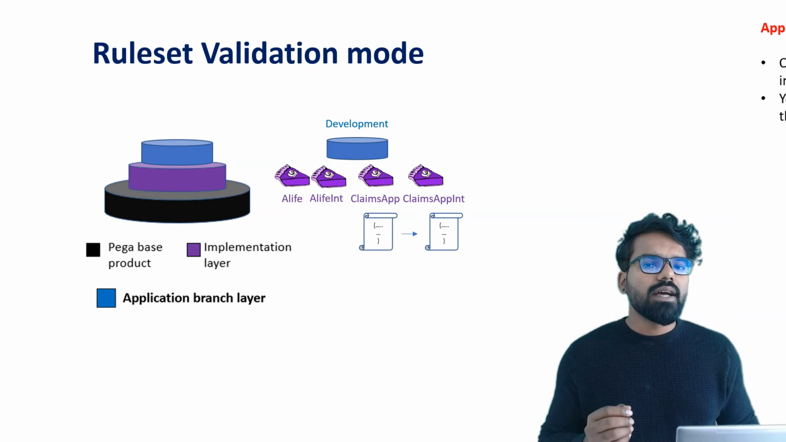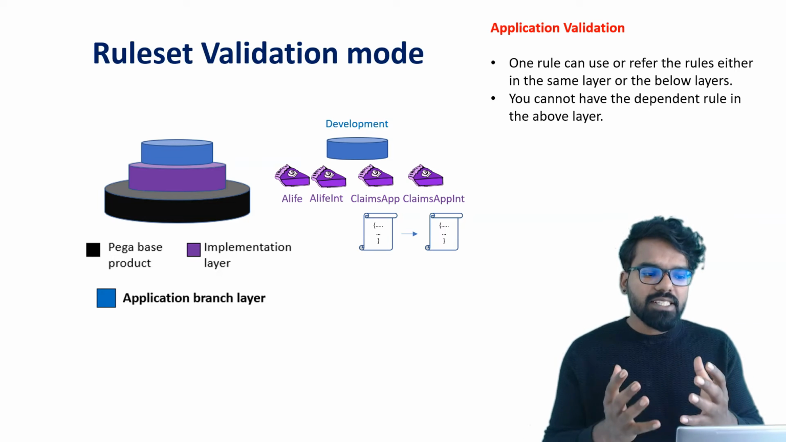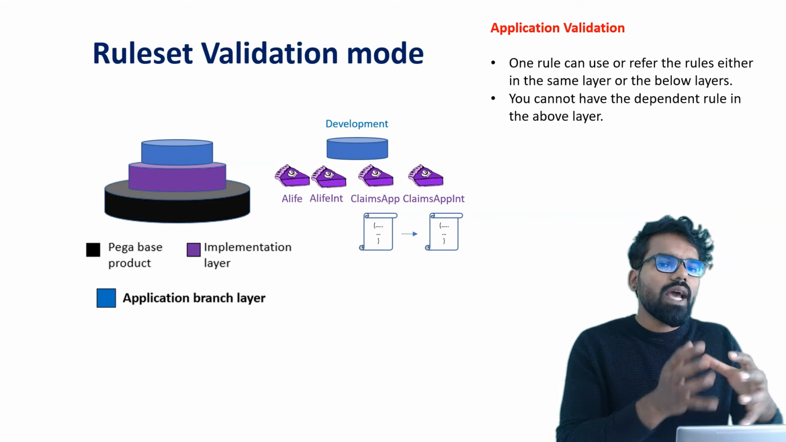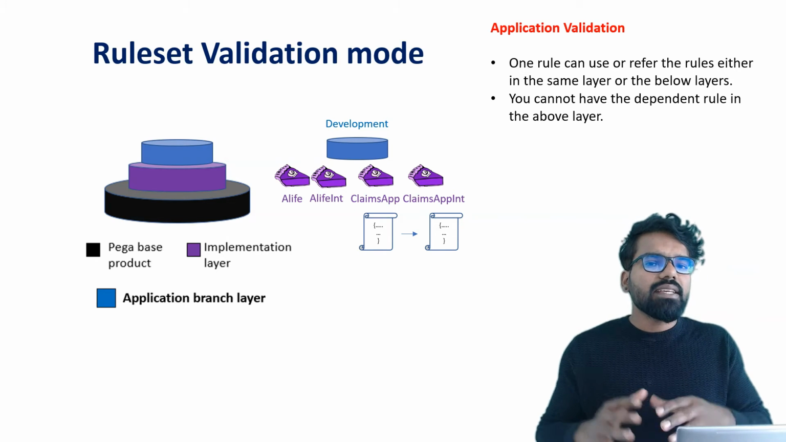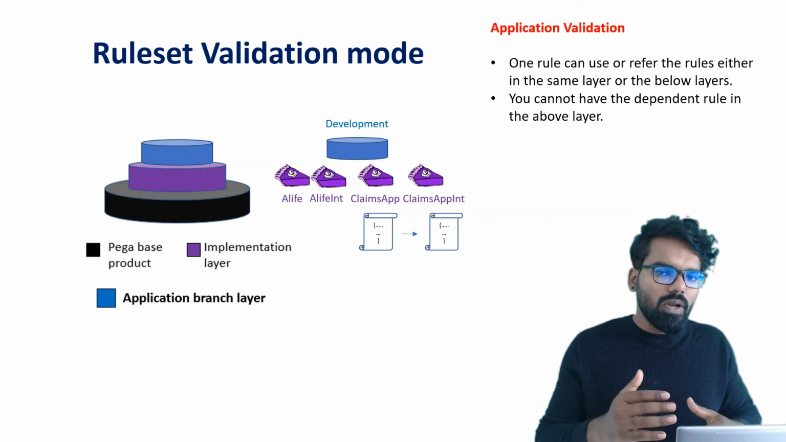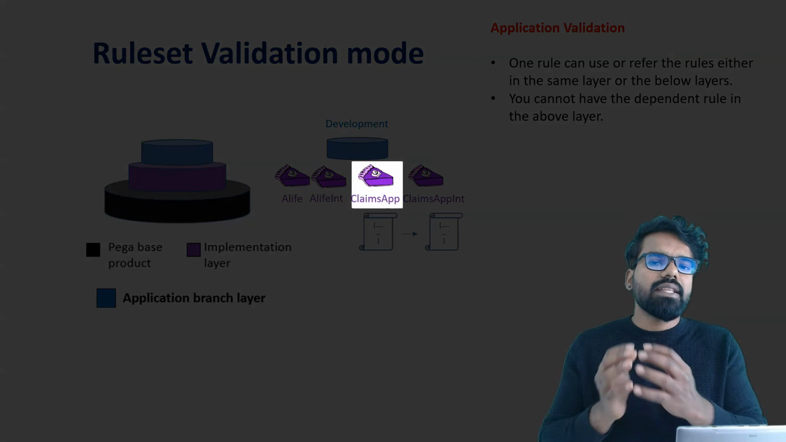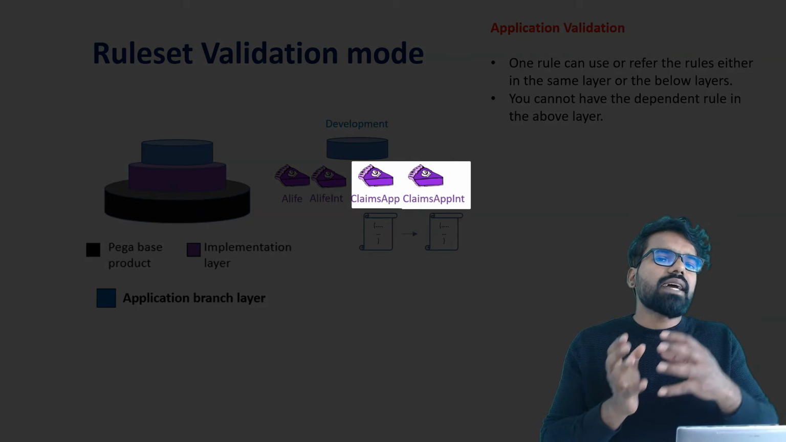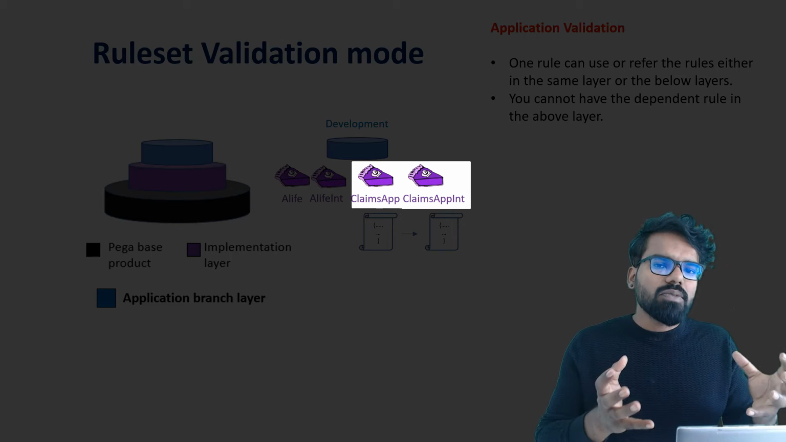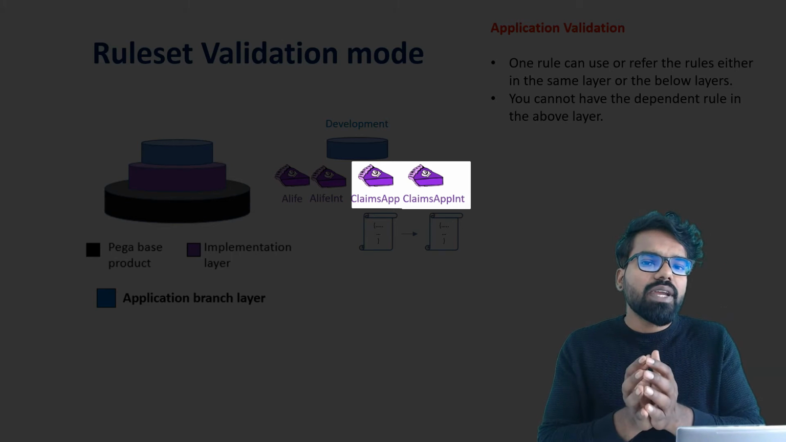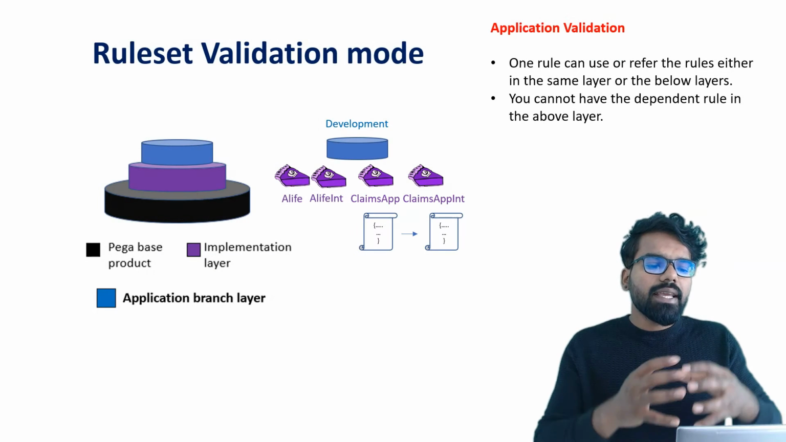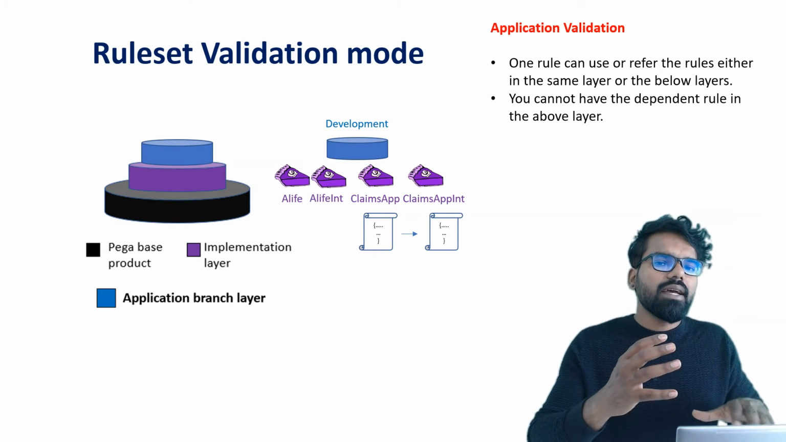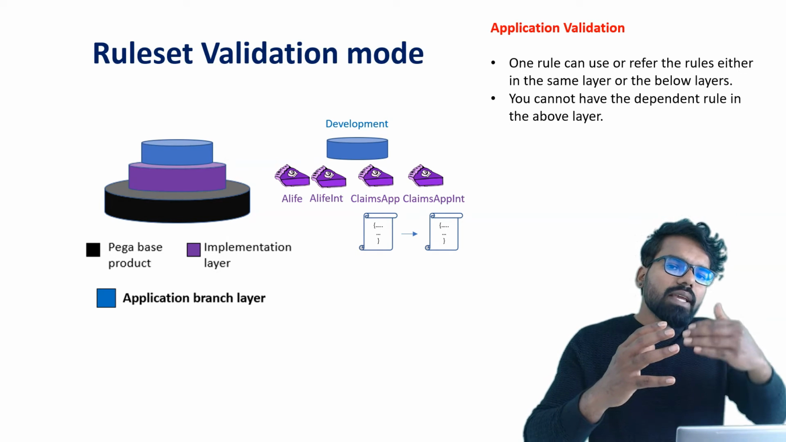The first option is application validation. In application validation, one rule, activity A, can refer to the other rule, activity B, if that activity is in the same layer or the below layer. It means if I have an activity in the climbs app rule set and I want to call another activity which is in the climbs int rule set, then it is possible if the climbs app rule set is configured as application validation. Similarly, climbs app can also call or invoke rules that come with the out of the box layer because those layers are below the climbs app layer.